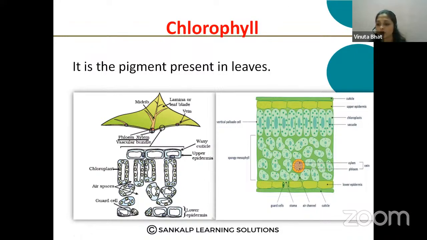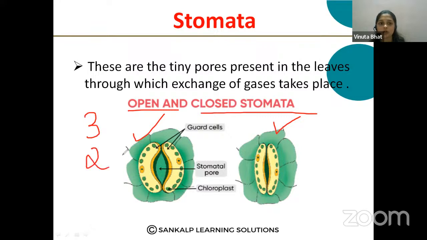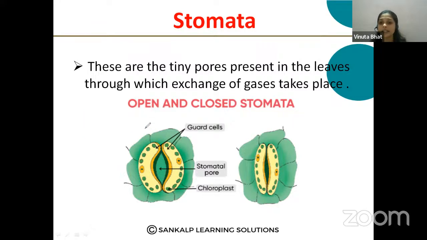Okay, let us study about this stomata. So this is the structure of the open and closed stomata. This diagram is very important. So my dear students, listen carefully, note down this point. This open and closed stomata diagram is very important. It may be asked as a 3 marks question or 2 marks question. Sometimes they will ask to draw a neat labelled diagram of the open stomata. Sometimes they will ask both open and closed stomata.